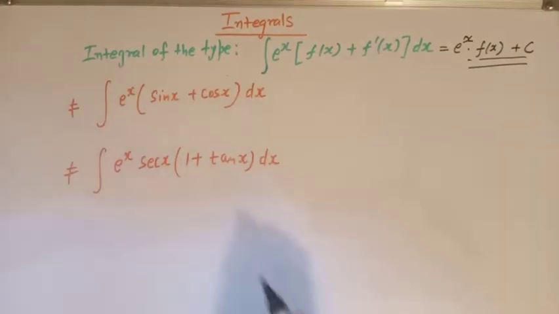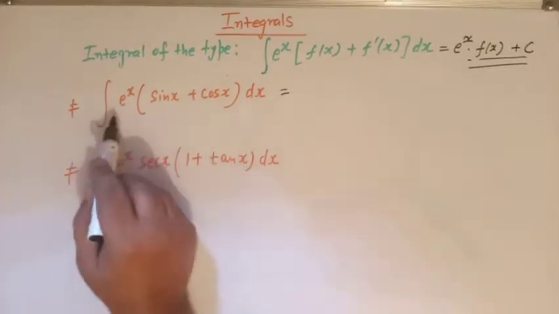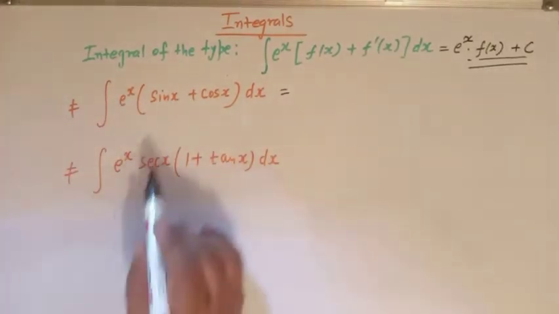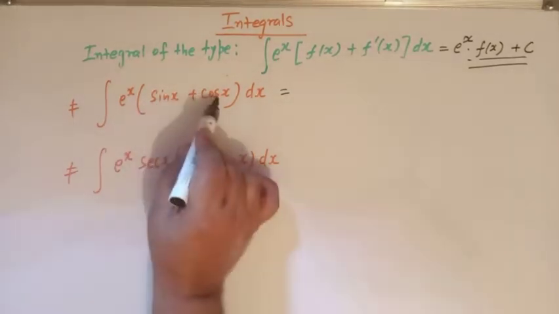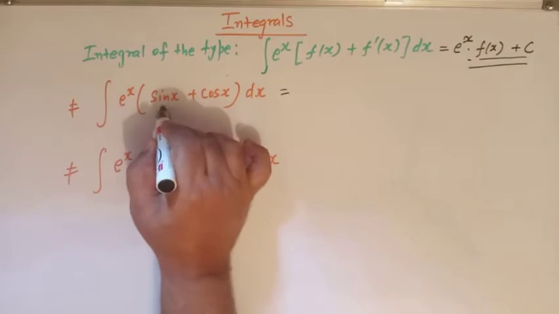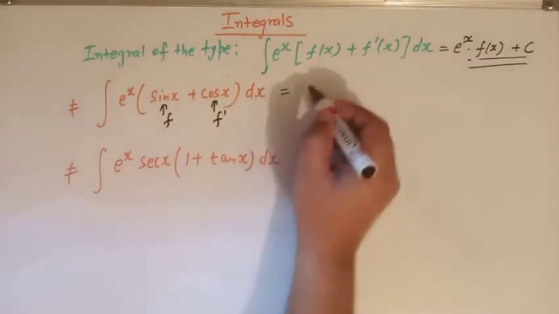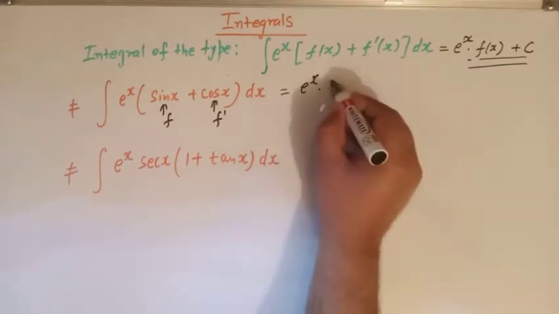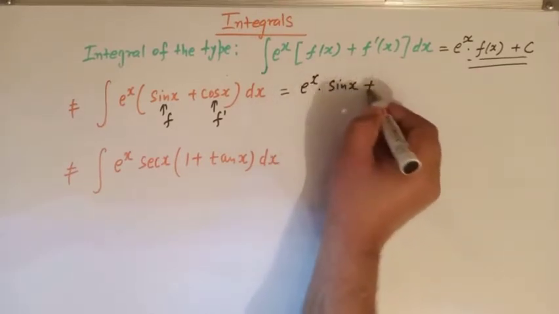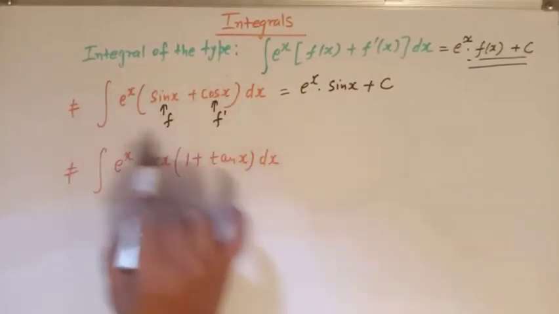Now let us take these two problems. So here we have e raised to x times sin x plus cos x. Now the derivative of sin x is cos x. Clear? So if this is f, then this is f prime, and we have e raised to x times sin x plus c. So this is the required integral of this function.